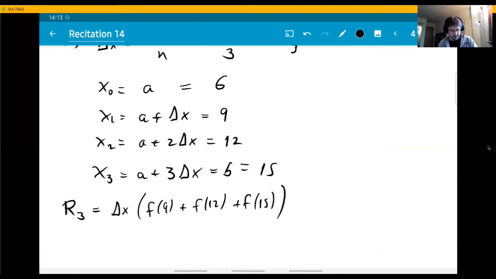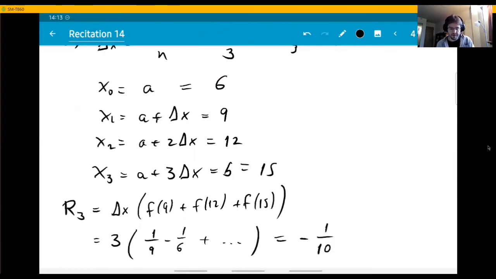So you just do this calculation. Delta x is 3. And then f of 9, how do we know that? You just go back to the function. F of 9 is 1 over 9 minus 1 over 6. We have the expression for the f, right? So you just calculate this. I have the answer here that you can check. Should be minus 1 over 10.